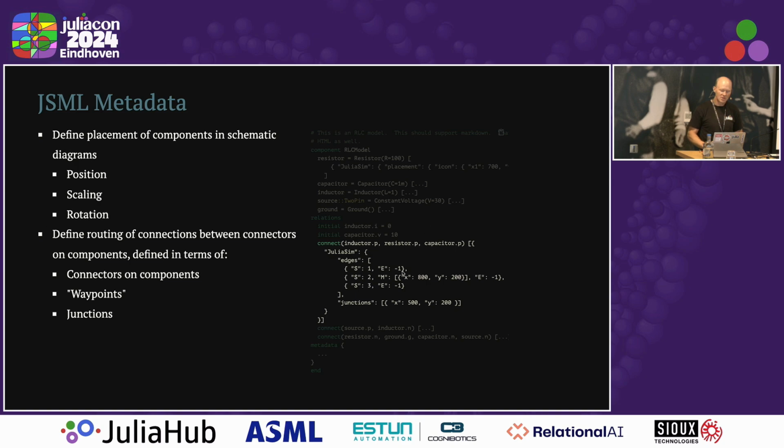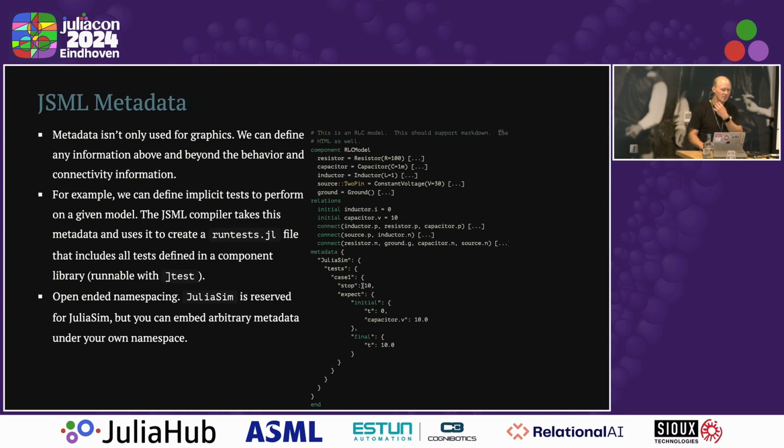And then we can also include metadata that includes the routing between the connectors. So there's a connect statement back here that connects these three things. But what the metadata is doing is allowing us to specify how that's routed, including things like junctions within the routing. I won't go into exactly what this metadata means, but it allows us to handle these sorts of complex routing descriptions. And with this information, we can then just render the graphics for this component. We can generate a graphical representation.